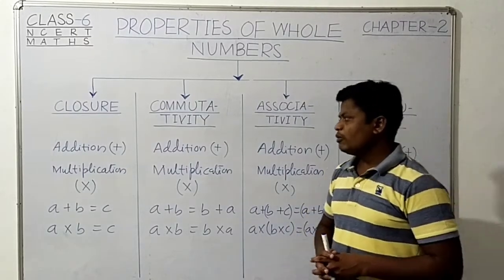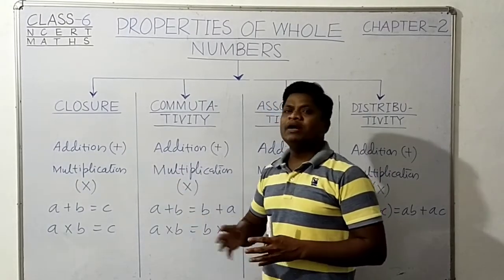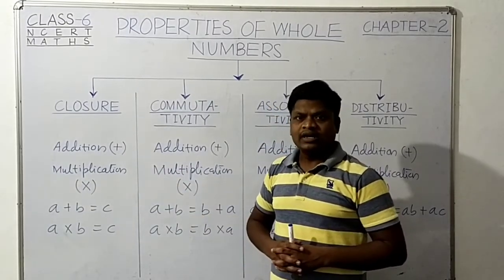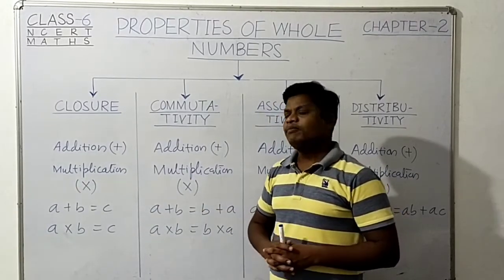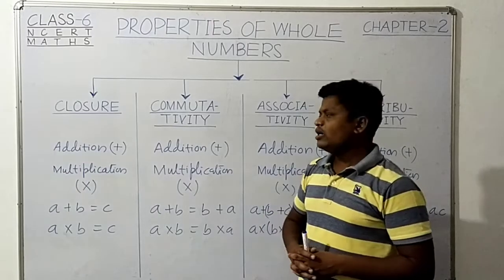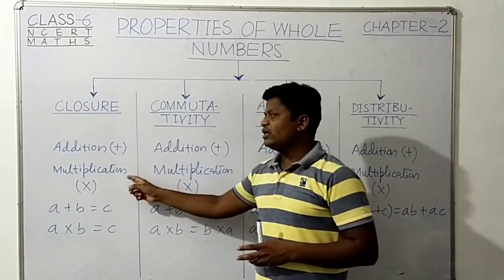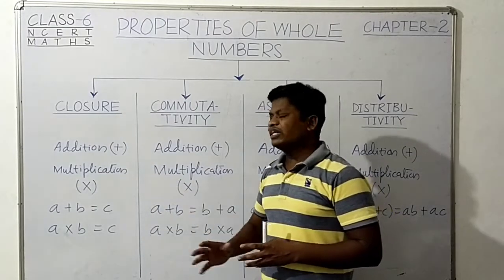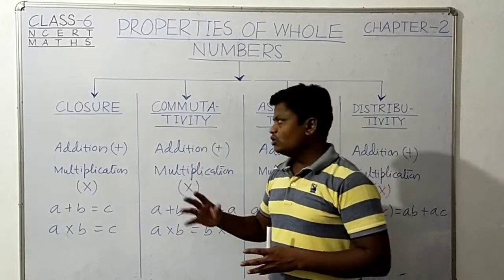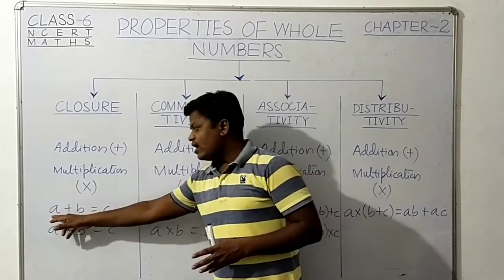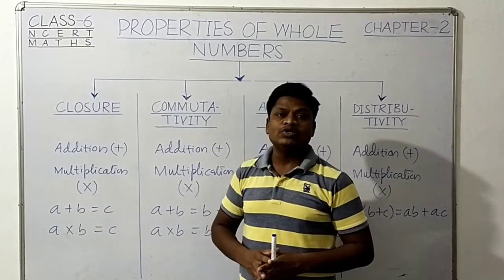So what is the closure property? As you can see, according to your syllabus, addition and multiplication are given in the exercises, right? So we will concentrate more on the addition and multiplication of whole numbers. As you can see, whole numbers are closed under addition and multiplication. By taking some examples, we can understand these properties. What is the closure property? It means that when we add any two whole numbers, the resultant number will also be a whole number.